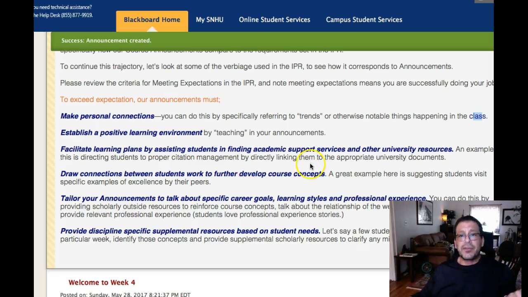Facilitate learning plans by assisting students in finding academic support services. Again, if you have students that are struggling, specifically with things like MLA or any sort of citation style formatting, point them right to this. Send them right over, link them directly to their university document resources to help them through that.